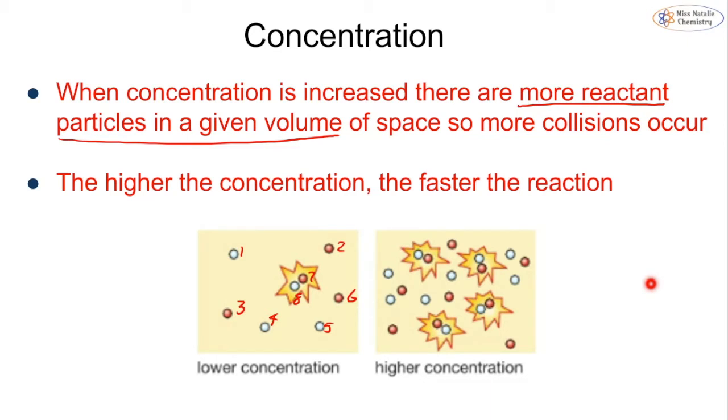If you need to imagine this, think about if you put people into a room. If I put 3 people into a room and ask them to run around, the chances of them hitting each other are very small. If I put 100 people into the same size room, like a classroom, for example, and ask them to run around, they are almost certainly going to hit each other. This is exactly what happens with concentration. So the key phrase that we have to know is this one here, that the higher the concentration, the faster the reaction.